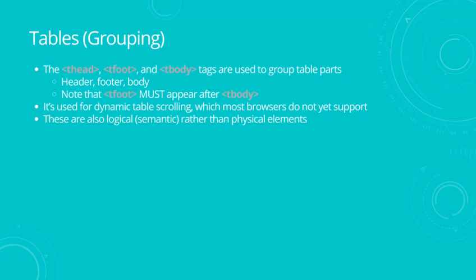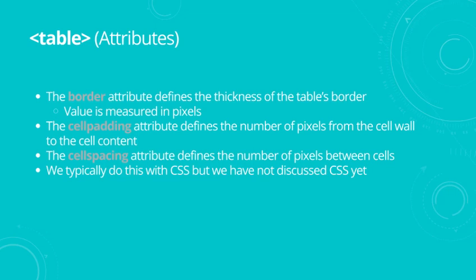Next is table groupings. The thead, tfoot, and tbody tags are used to group table parts: header, footer, body. Note that tfoot must appear after tbody, the table body. It is used for dynamic table scrolling, which most browsers do not yet support. These are also logical rather than physical elements. These are the table attributes.